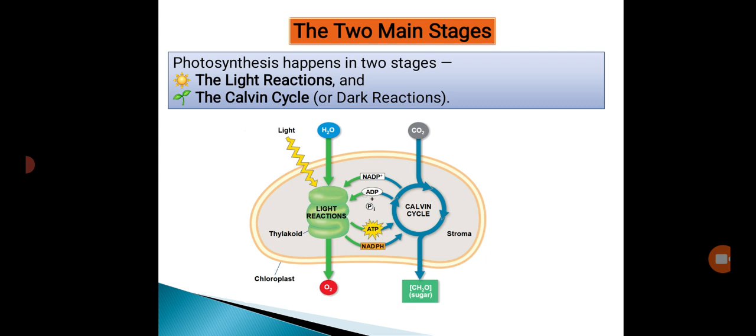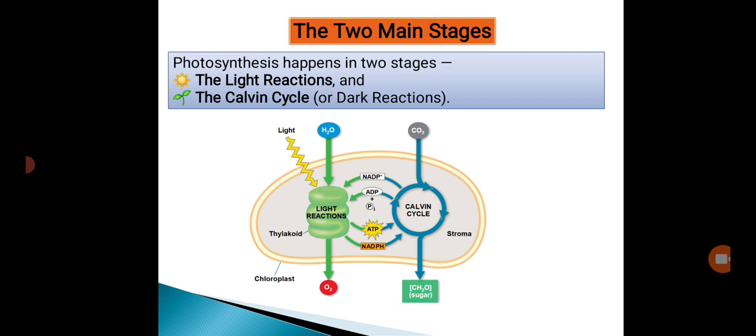Okay. Then what are the main events that occur in this? Chlorophyll absorbs light energy, and water molecules split, that is photolysis, to release oxygen, protons and electrons. Then energy from light is used to form ATP and NADPH, which store the energy for the next stage. What are the main products obtained after this light reaction? ATP, NADPH and oxygen.